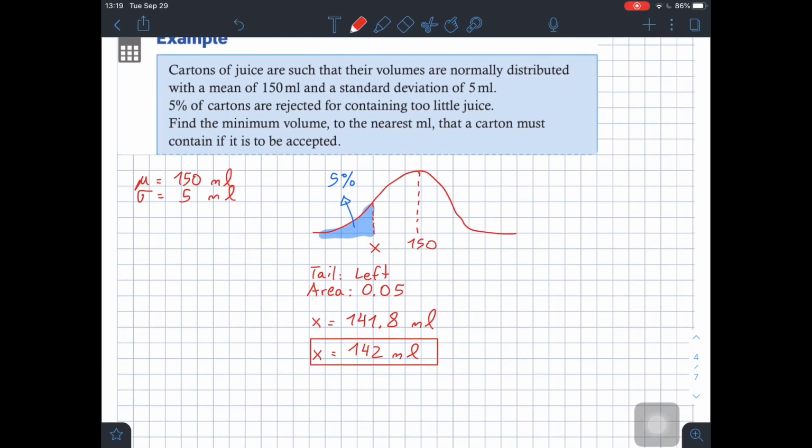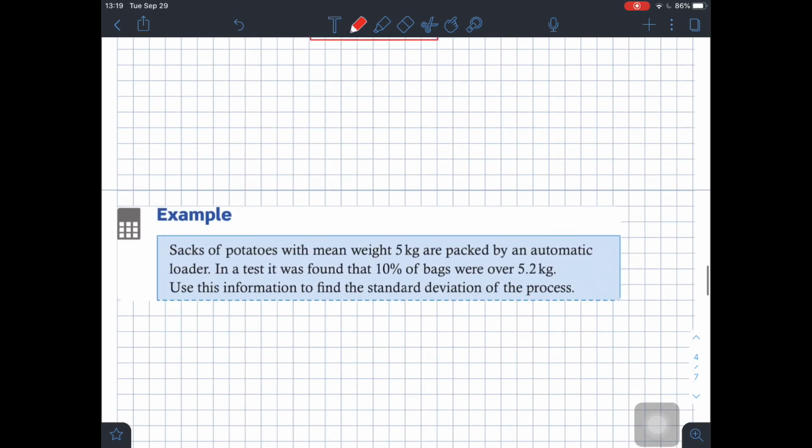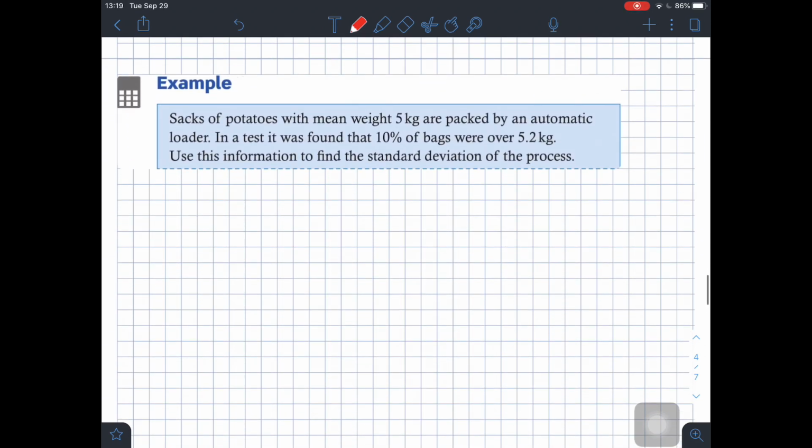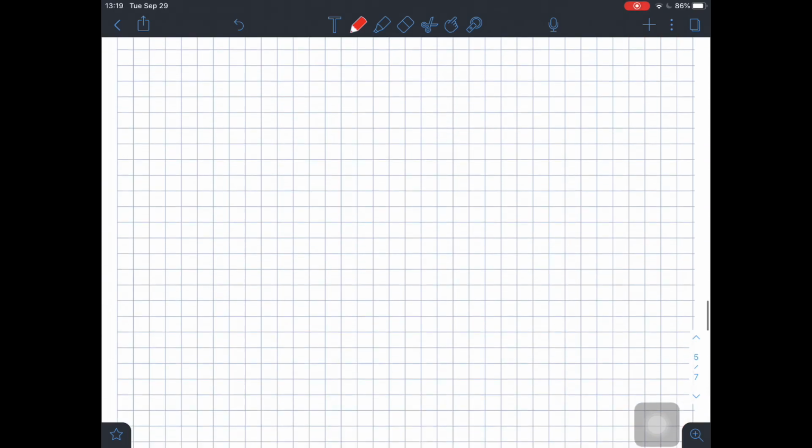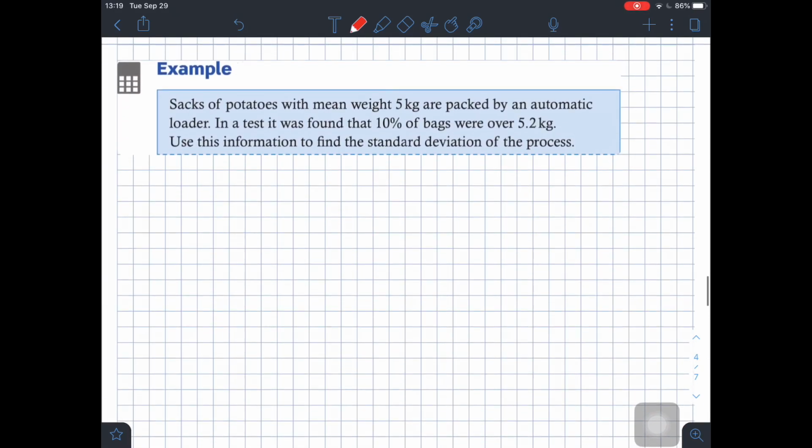Okay, so let's see now another example. We're getting into a more challenging example. I think we have this one and one more. It says, sacks of potatoes with mean weight 5 kilograms are packed by an automatic loader. So we're given as information that the mean is 5 kilograms. Then, in a test, it was found that 10% of the bags were over 5.2 kilograms. Use this information to find the standard deviation of the process.